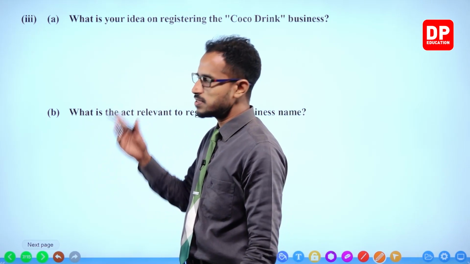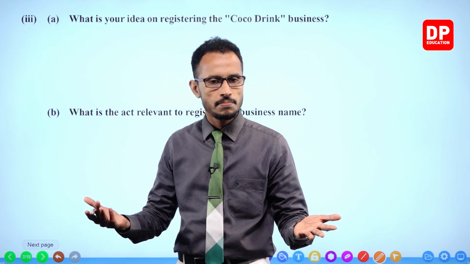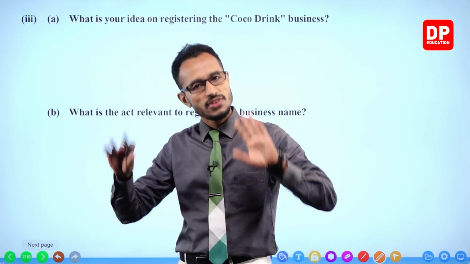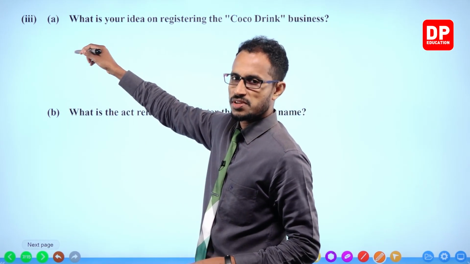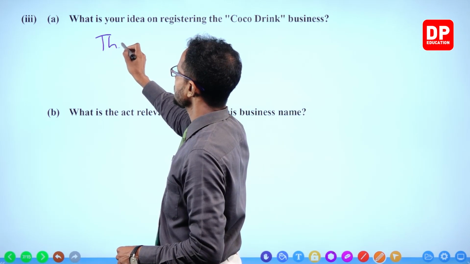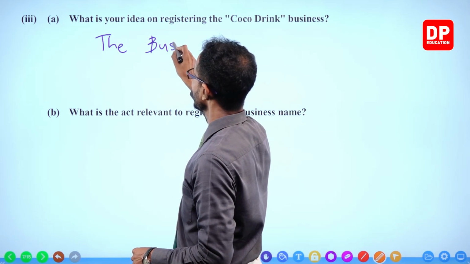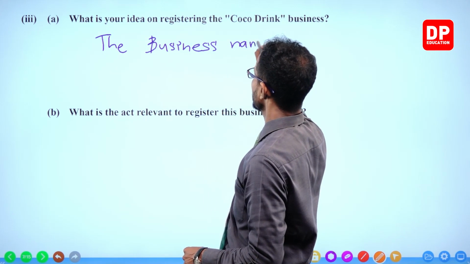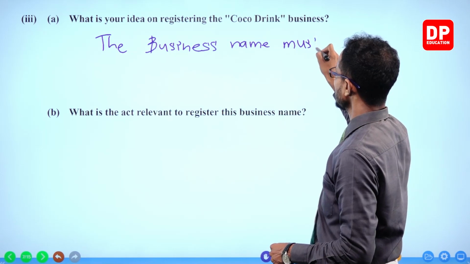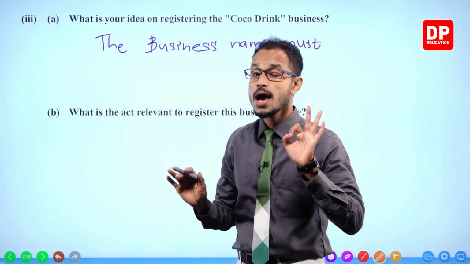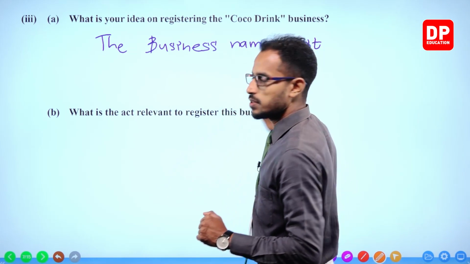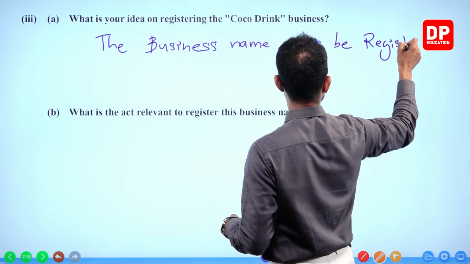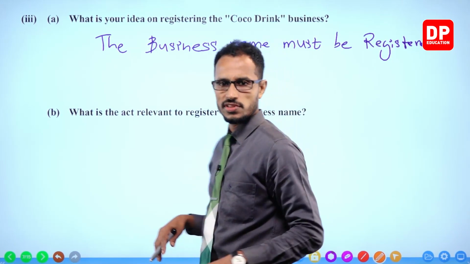Because the business has been started without the owner's name. The owner's full name is not used for the business. Business has a different name. That means a sole tradership must be registered. The business name must be registered. It's better if you write that the business name must be registered. You know the reason for that, right?